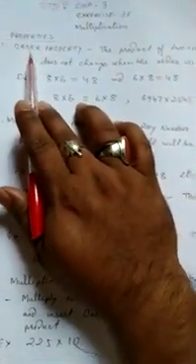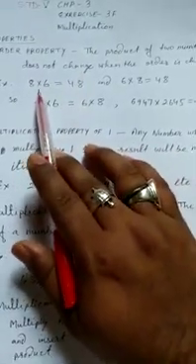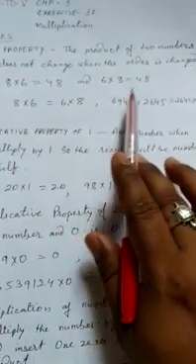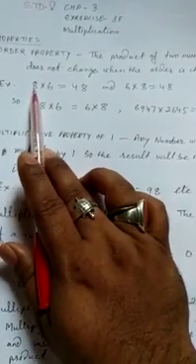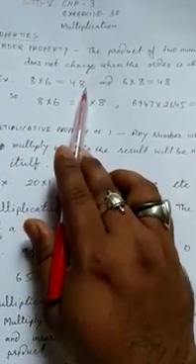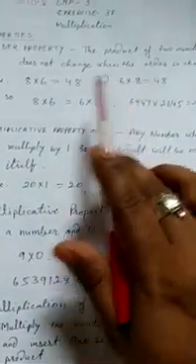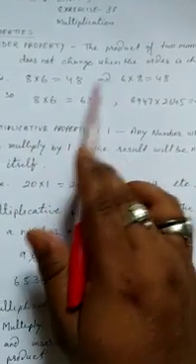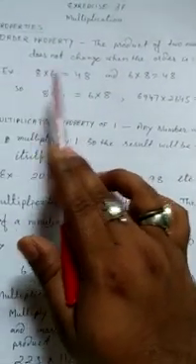As per the properties given, first is the order property. The product of two numbers does not change when the order is changed. For example, I have written 8 into 6, 48. We can write 6 into 8, 48 also. So you can write 8 first, or 6 first. The order can be changed, but the result will be the same. So this is the order property.